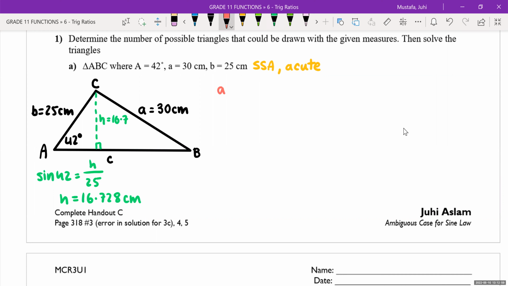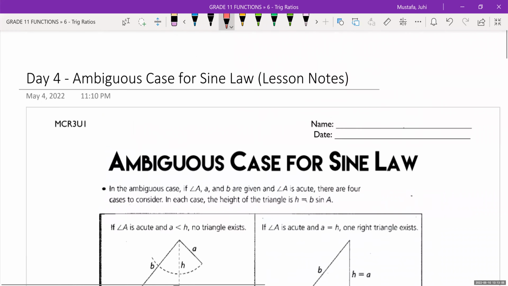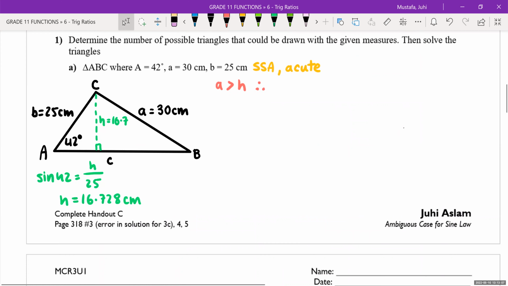So A is greater than H. So therefore, oh, I don't have the rules in front of me. Take a look at your little chart. If A was less than H, no triangle would exist. If A and H were exactly the same, it would be a right angle triangle. If A is greater than H, we need to now check, it might be 2 triangles. So therefore, we're going to check for ambiguous case.